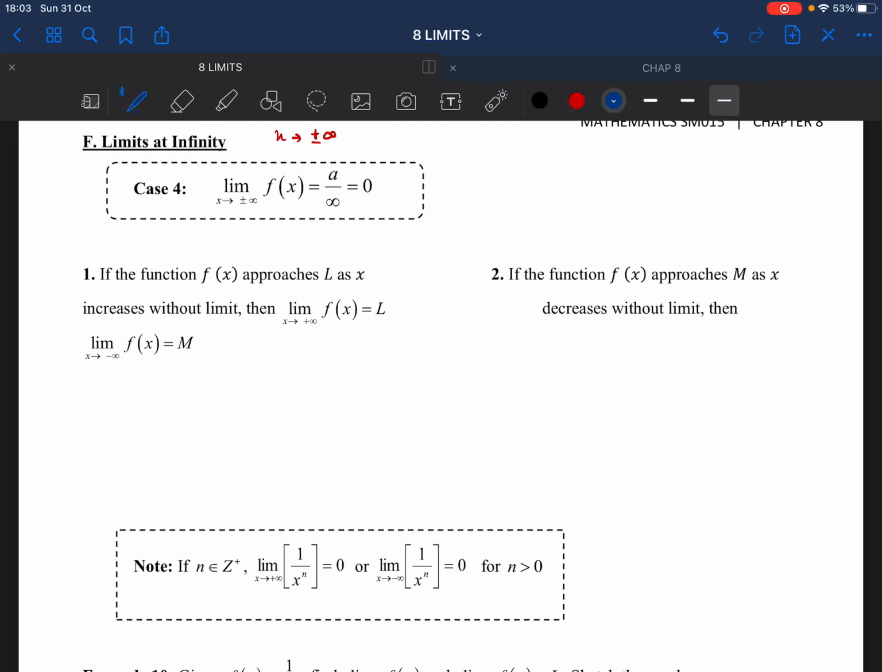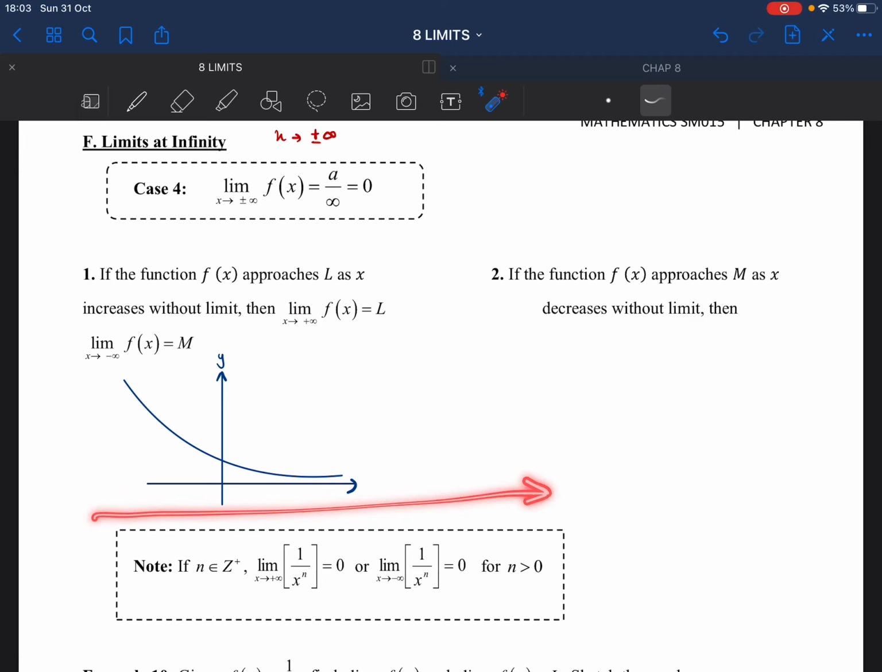Let's see if we have a graph here, and you have a function like this. If the question says limit f(x) as x approaches positive infinity, this is positive infinity. That means the value of your limit is equal to L, which is this line, y equals L.